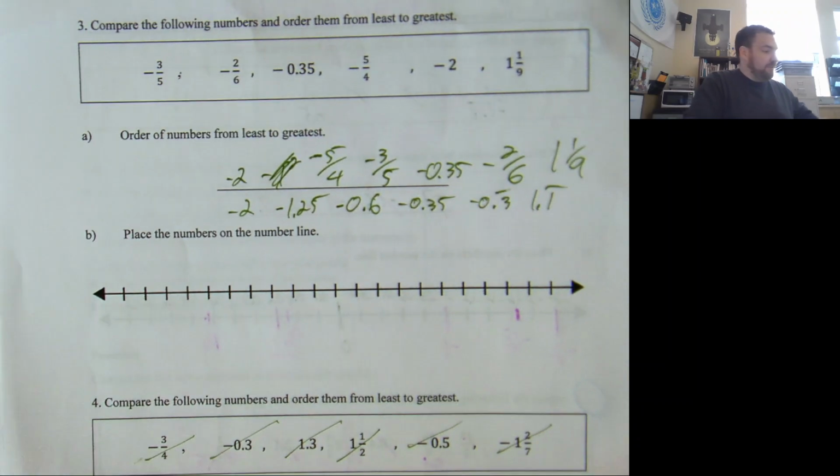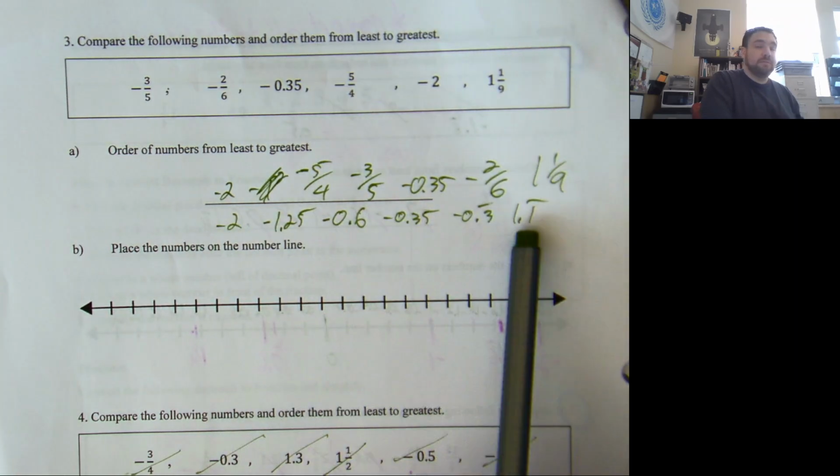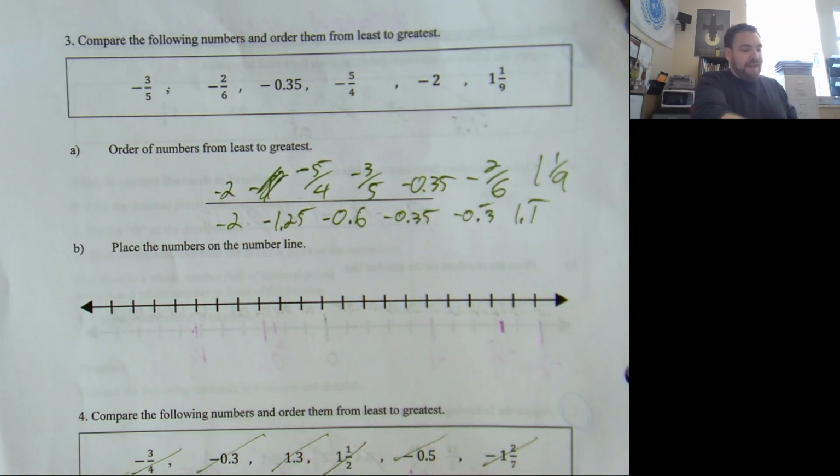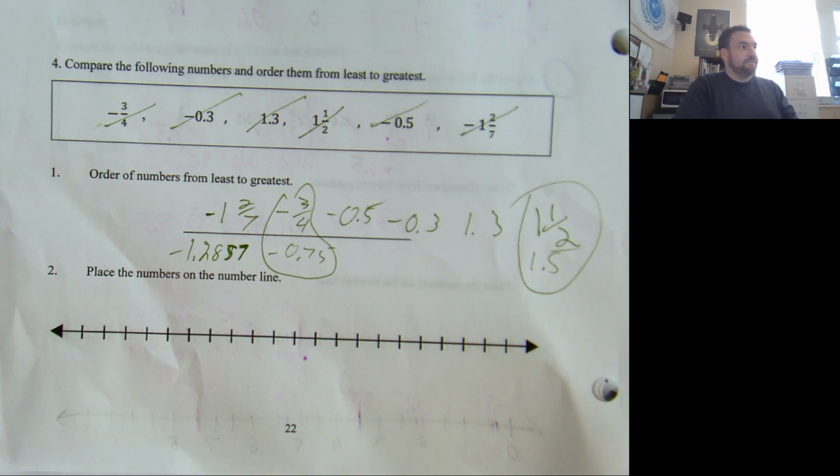Okay, here's question number 3. Except I didn't put them on the number line. But this is the order. And question number 4. Here's the order, without them placed on the number line.